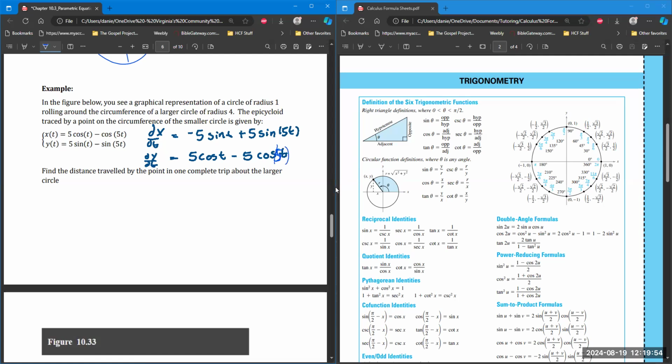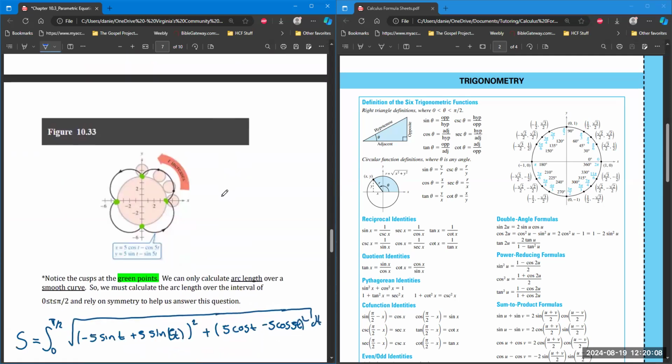All right, let's find the distance traveled by the point in one complete trip around the larger circle. Before we do that, let's take a look at what this epicycloid looks like. I've put green dots here that weren't in the picture from the textbook, so you can see that there are cusps, making the curve not smooth at those points.